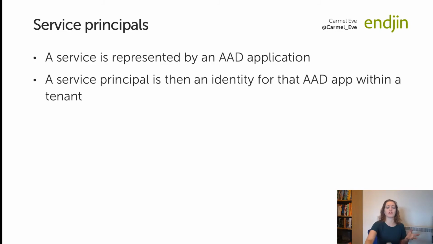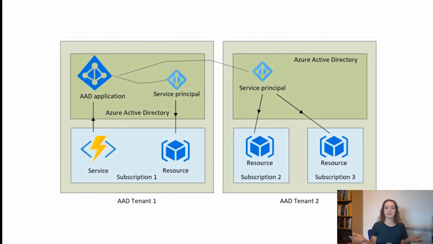This might be simpler if we look at a diagram. So here we have multiple AAD tenants. There is a service, like Azure Functions, which is represented by an AAD application within its own tenant. The AAD application then has an associated service principal within that tenant, which is that service's identity for accessing resources within the tenant. It might also have a service principal in a secondary tenant, which it would then use to access resources within that other tenant.